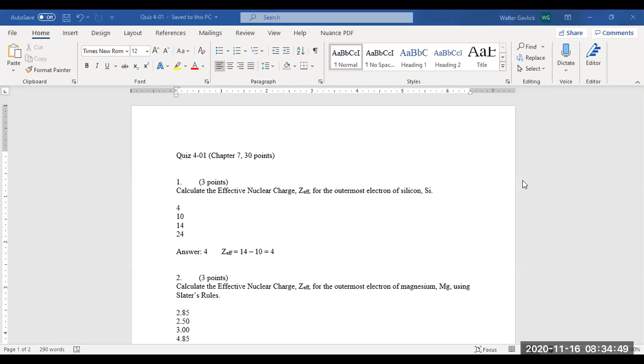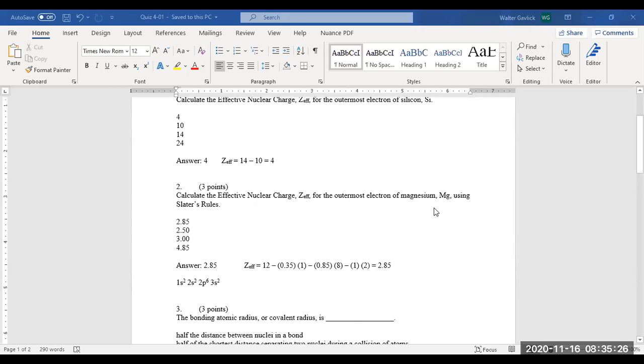So quiz number 4 covered chapter 7. The first question, calculate the effective nuclear charge for the outermost electron of silicon. So what you needed to do on that was look up the atomic number of silicon, which is 14, and then subtract out the number of core shell electrons. So in other words, that noble gas electron configuration. In this case, that's a value of 10. So 14 minus 10 was 4.